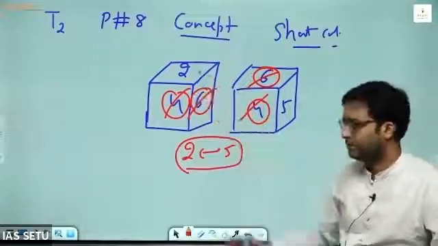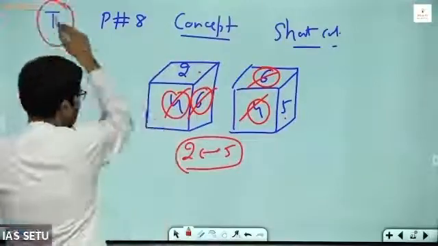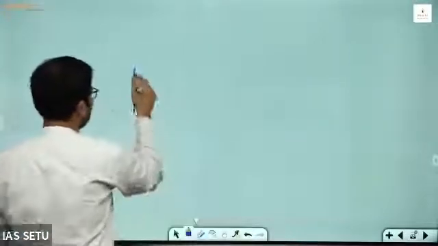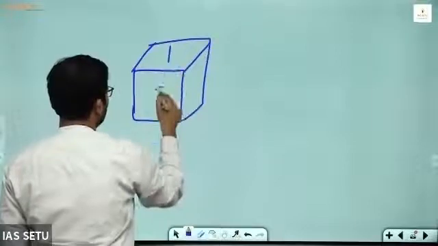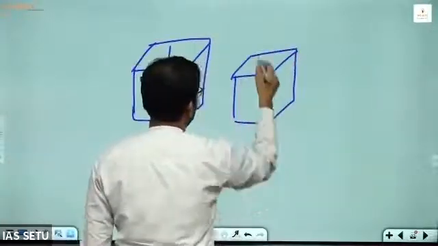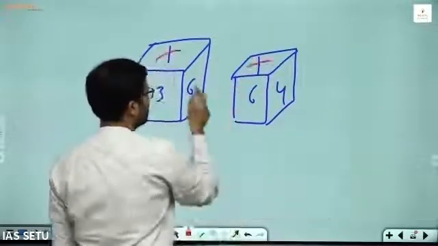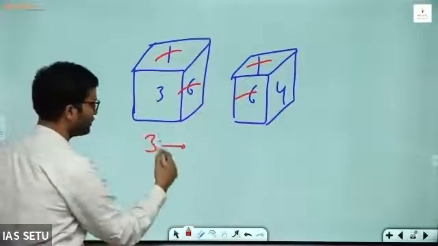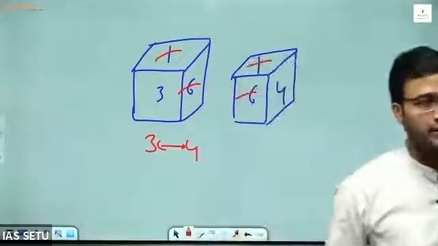Let me take one more question, then I ask you 2 questions on type 2. This is type 2. 1, 3, 6, 1, 6, 4. 1 common cancel, 6 common cancel. We are left with 3 and 4. So we can conclude 3 is opposite of 4 in this question. If they ask what is opposite of 3? 4. Direct answer.